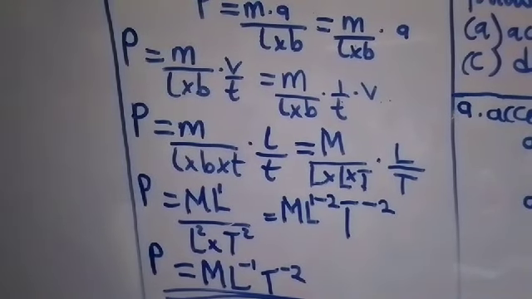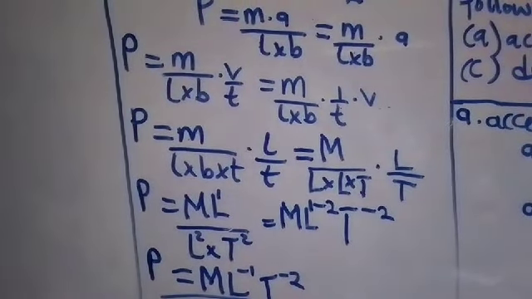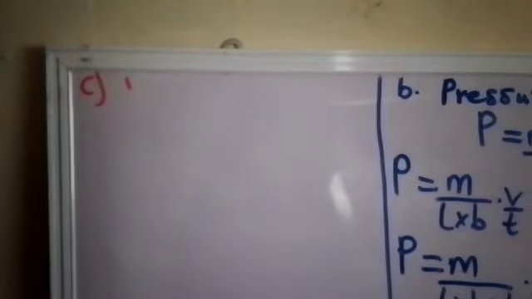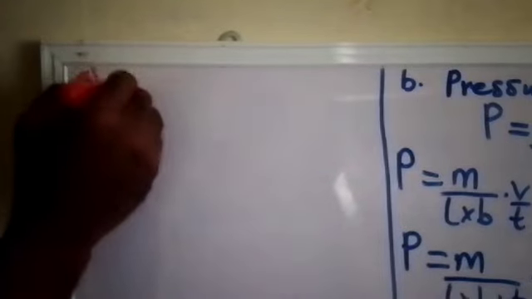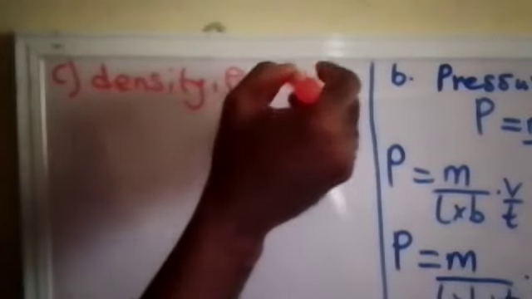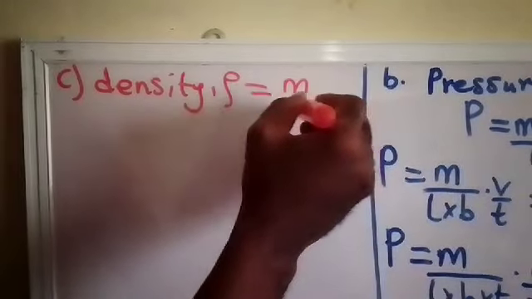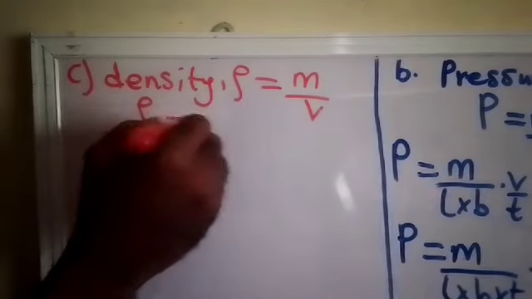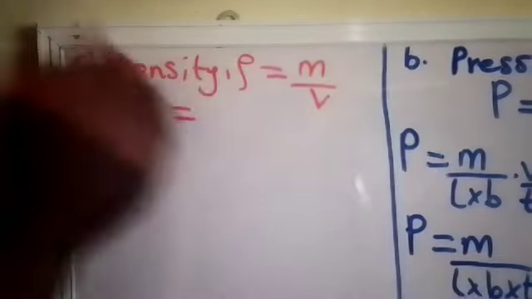Lastly, ma'am, let's look at option C. Okay, friends, option C is density, which is the last one here. Density, symbol rho, is equal to mass over volume. Remember that, right? So density is, mass is a basic quantity.